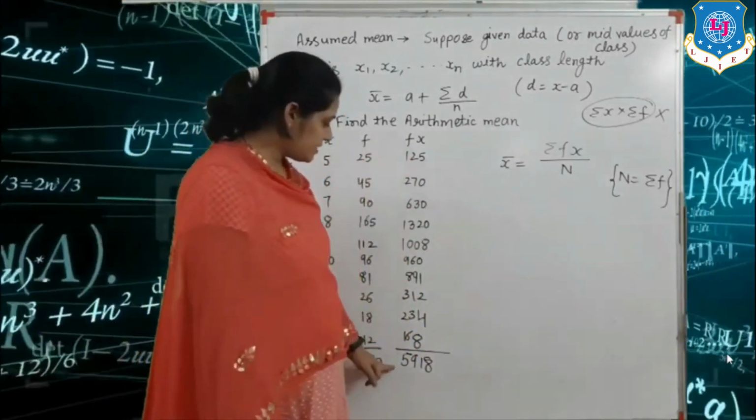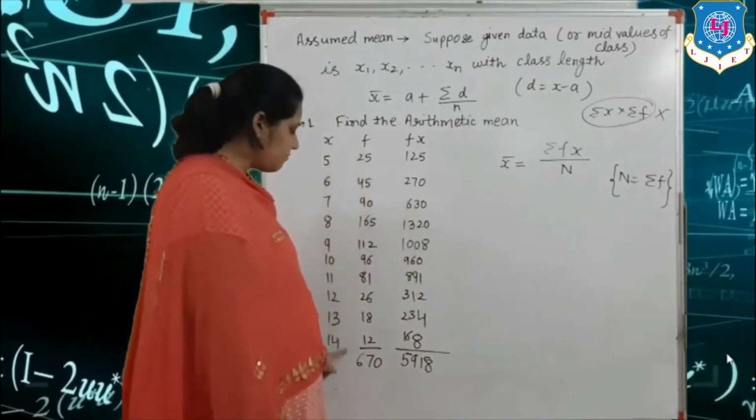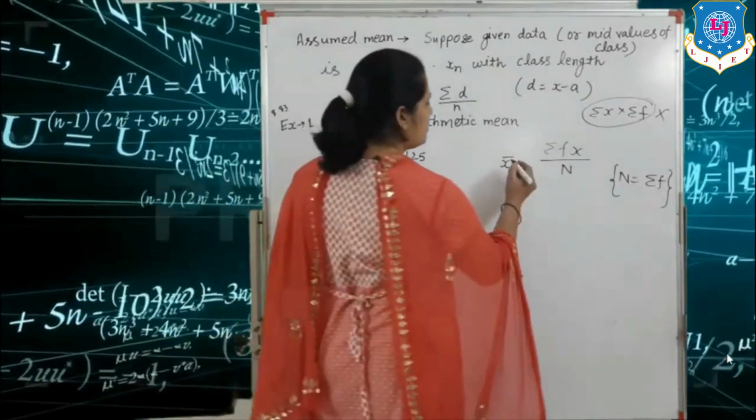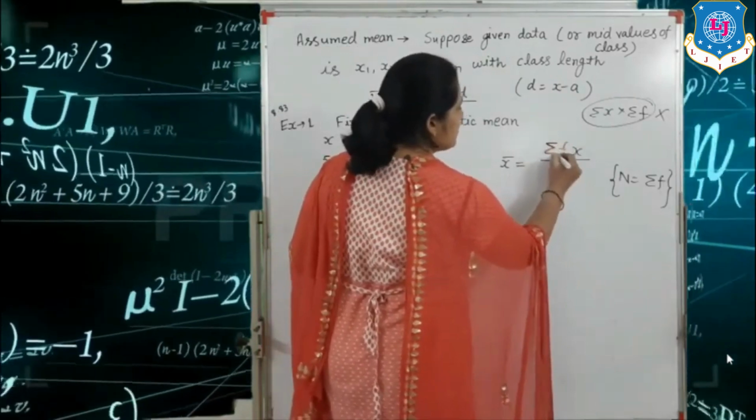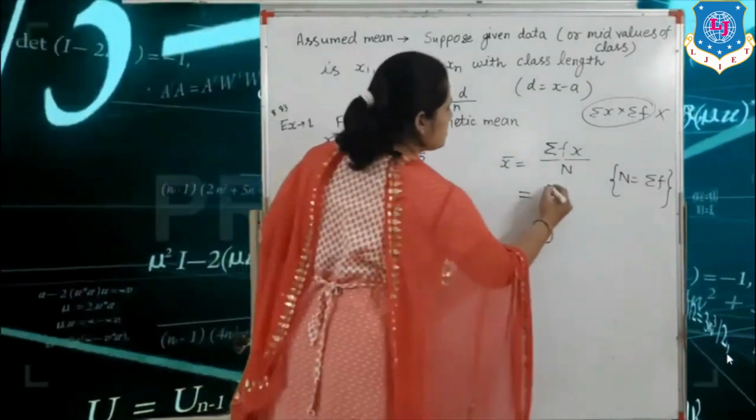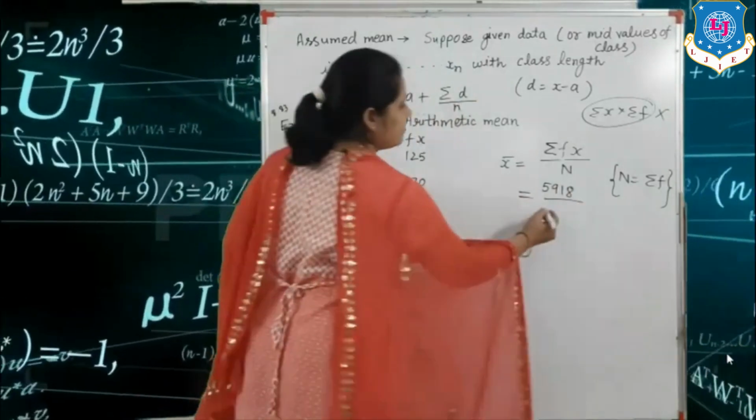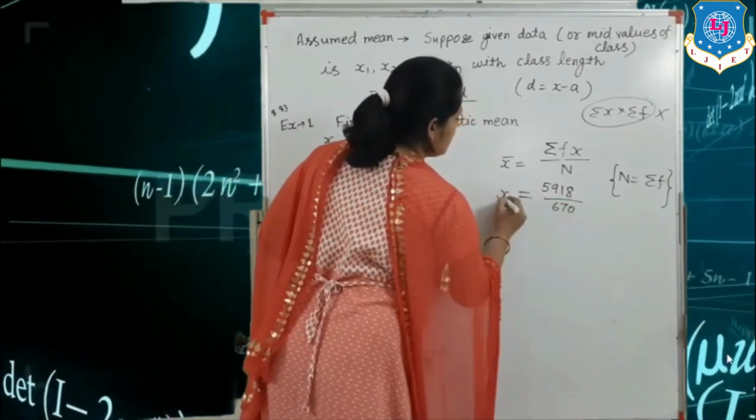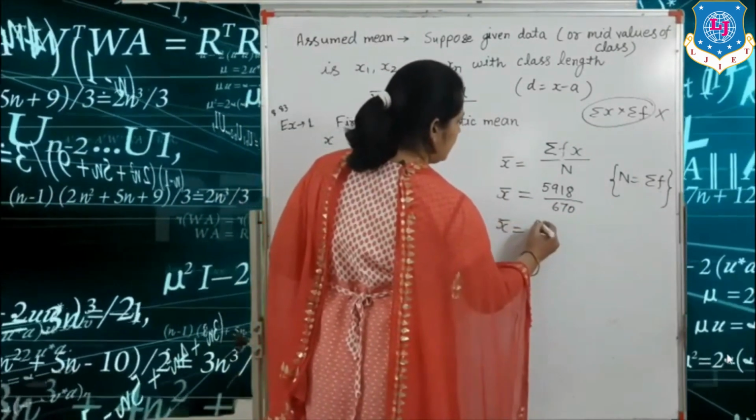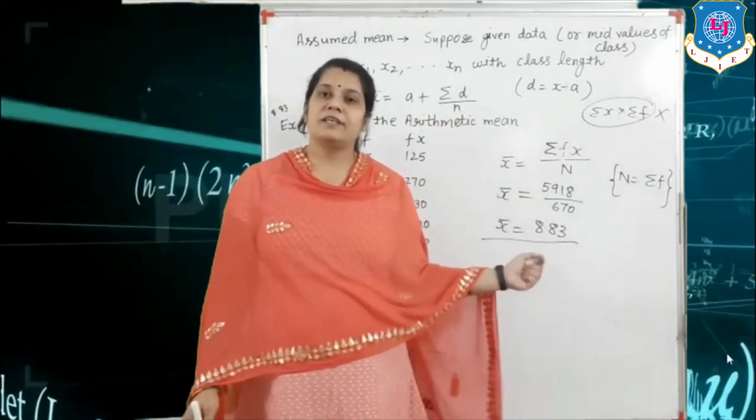So summation fx is equal to 5918. Okay, and the summation f is equal to 670. So write here the formula: x bar is equal to summation fx upon capital N. We write the value of summation fx, that means 5918, and summation f is equal to 670. This is your x bar. So x bar is equal to 8.83. This is your final answer with the help of mean.